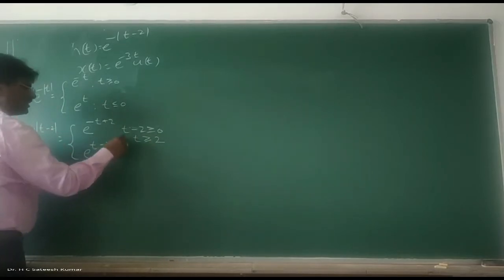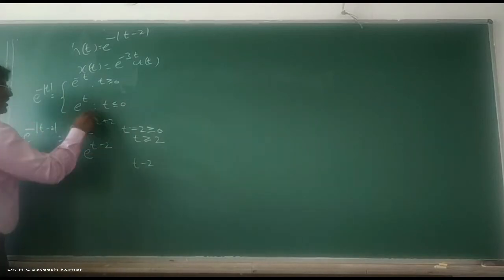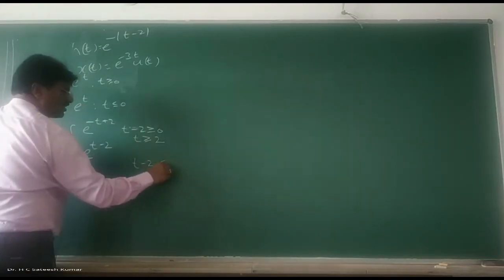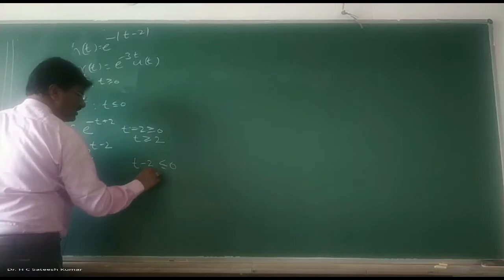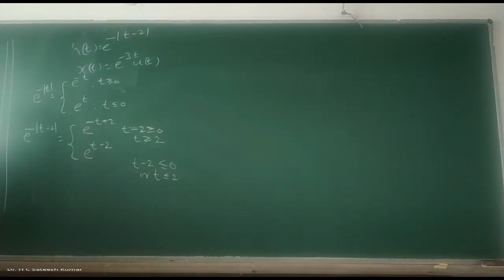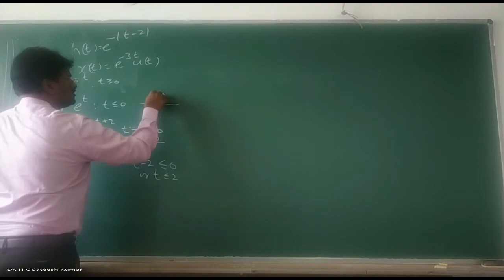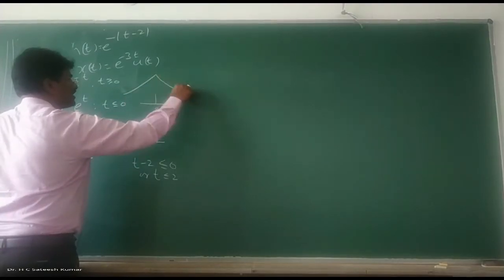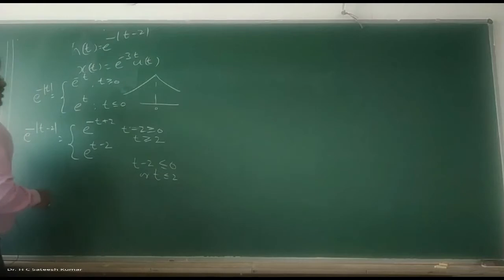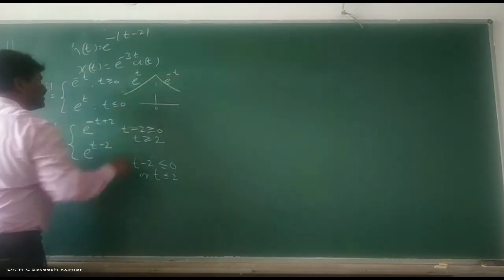And next is t less than or equal to 0. That is, replace t by t minus 2: t minus 2 less than or equal to 0, or t less than or equal to 2. This one I left out. So therefore what we have is e to the power of minus t and e to the power of plus t, centered at 0. This way we can write it.